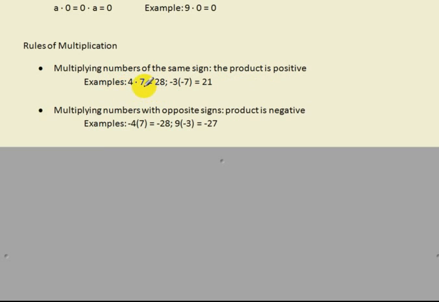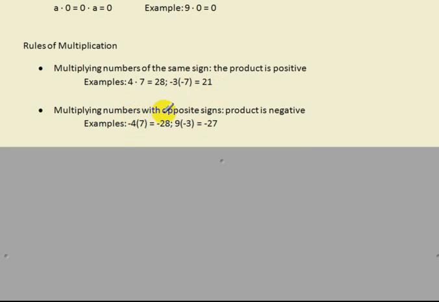So if we take a positive times a positive, 4 times 7, we get a positive, 28. Likewise, if we take a negative times a negative, same sign, so a negative 3 times a negative 7 will give us a positive, 21.